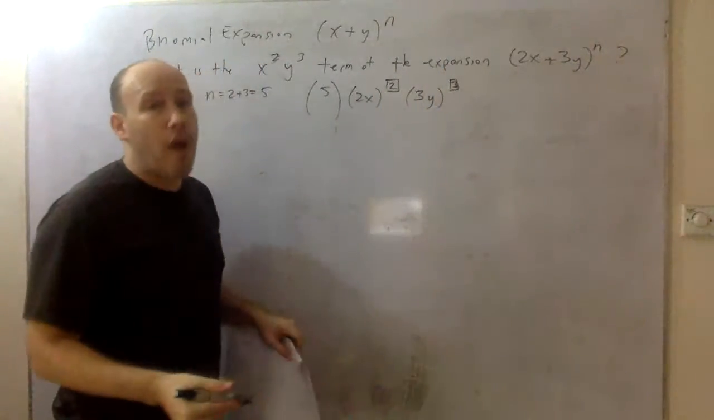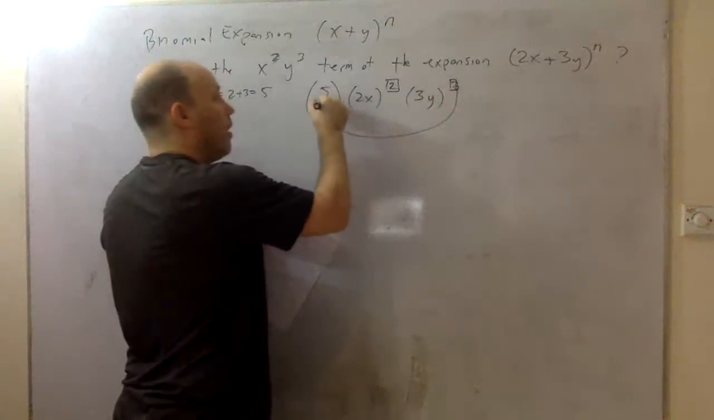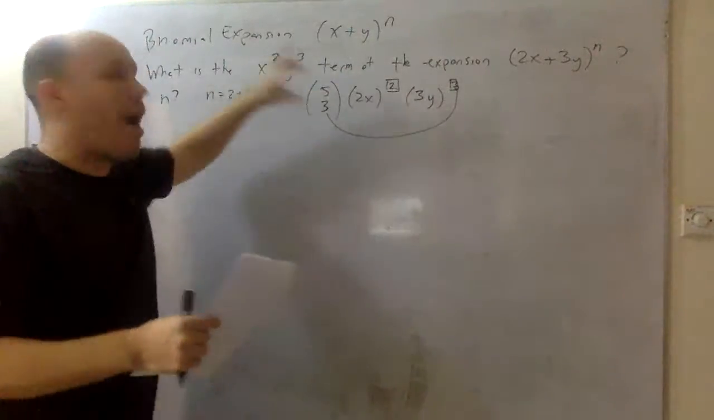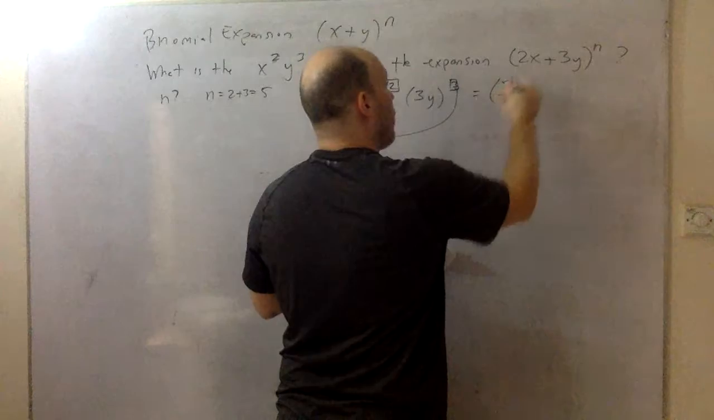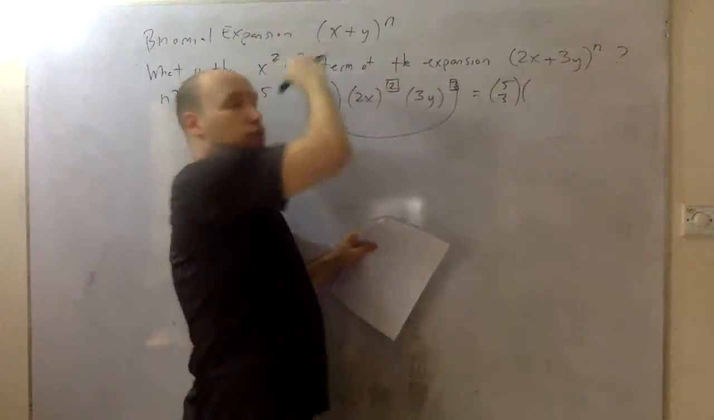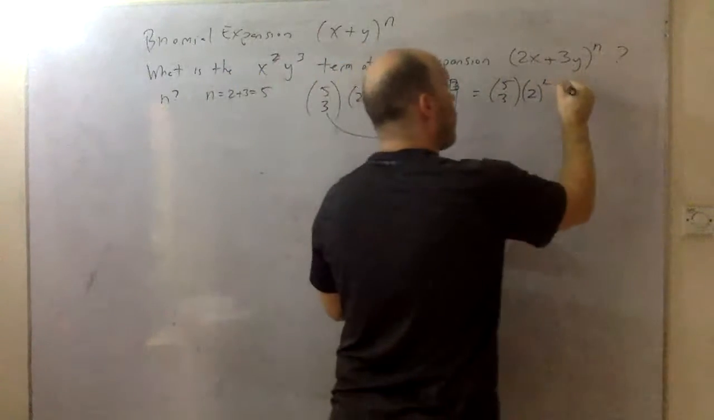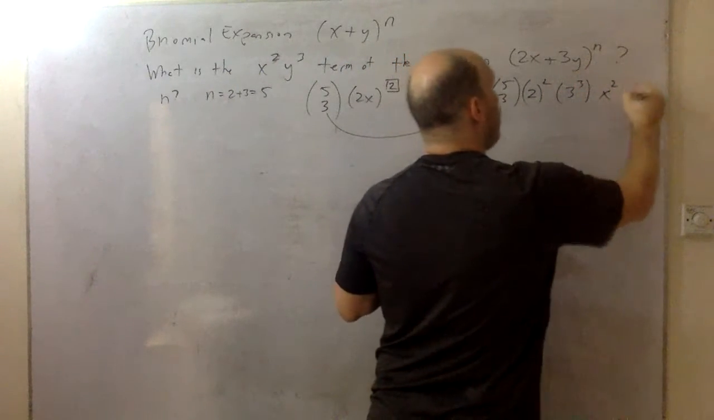Because Pascal's triangle is symmetric, we're going to put the 3 down here. And then we're going to pull out all the garbage, like pull the numbers out. So we have equals 5 choose 3. Pull out the 2 squared. Pull out the 3 to the third. And then we have the x squared y cubed.